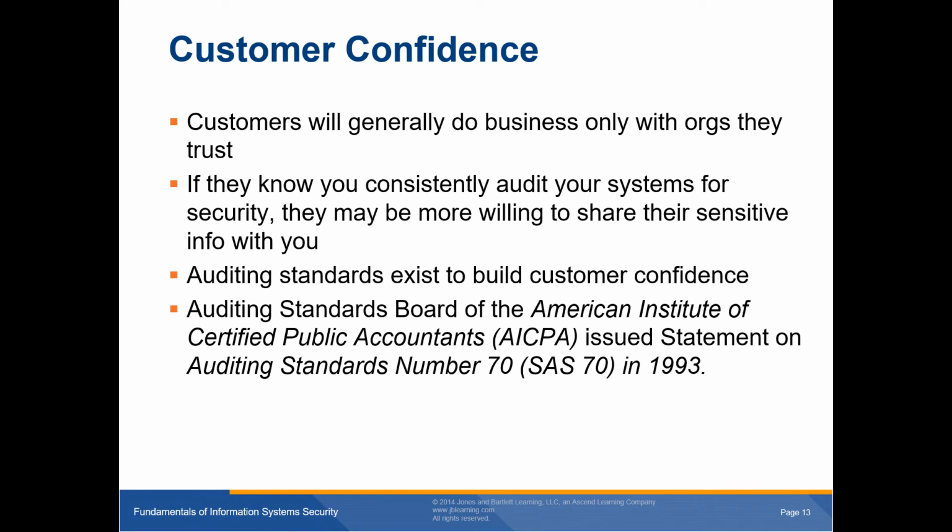Customer confidence. Customers will generally do business only with organizations they trust. If they know you consistently audit your systems for security, they may be more willing to share their sensitive information with you. Auditing standards exist to build customer confidence. The Auditing Standards Board of the American Institute of Certified Public Accountants, AICPA, issued Statement on Auditing Standards number 70, SAS 70, in 1993, the first standard of its kind, and provided audit guidance for many service organizations such as insurance and medical claims processors, telecommunications providers, and credit card transaction processing companies.